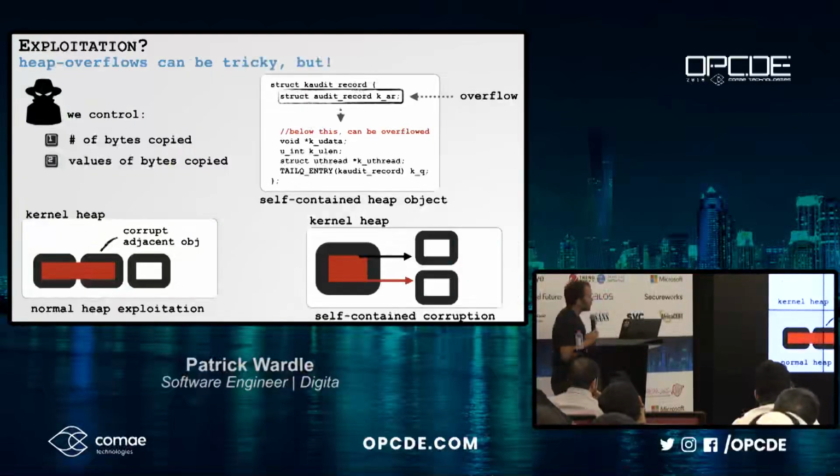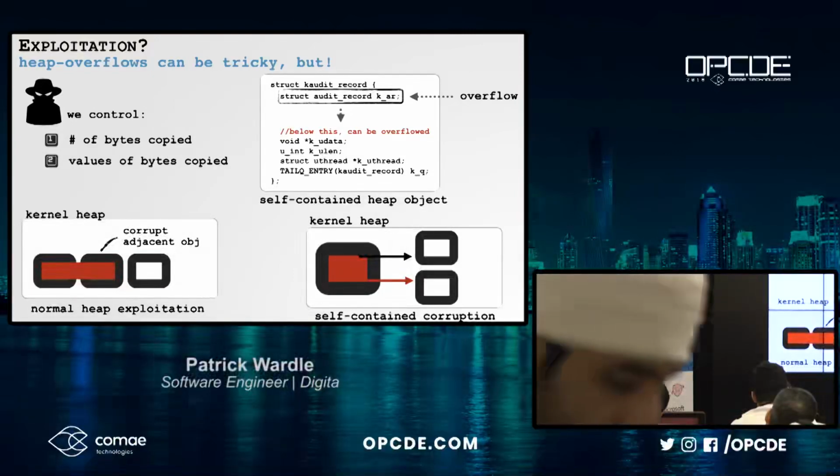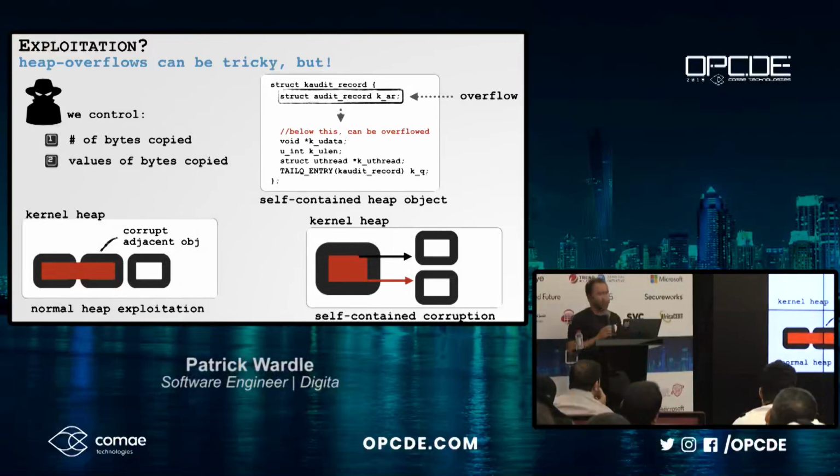So how do you exploit this vulnerability? Due to time constraints, I can't really go into all the details, but it's actually pretty easy for a variety of reasons. First, we control the number of bytes to copy. So it's a tactical overflow. You can copy and overflow as many or as few bytes as you want. We also control the values of the bytes being copied. So they can have zeros, they can have 7Fs, there's no constraints on that.